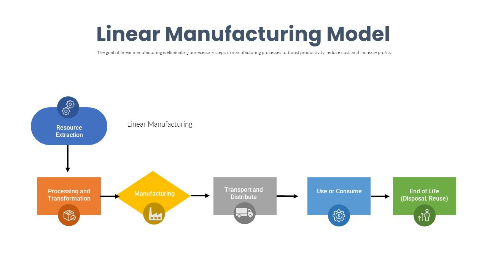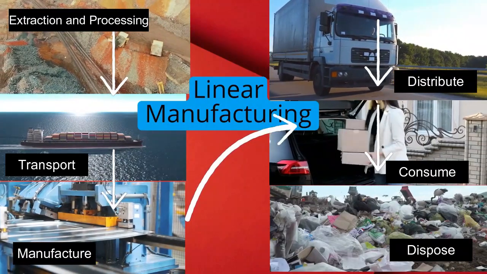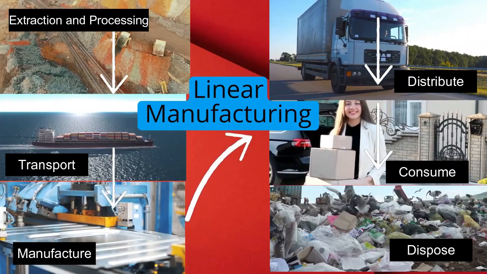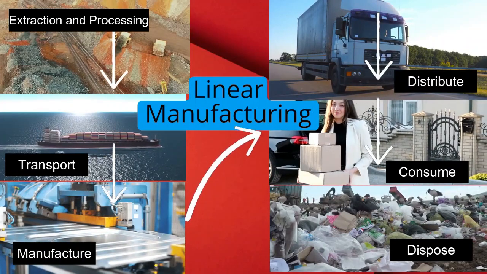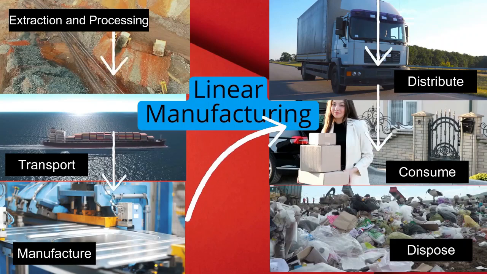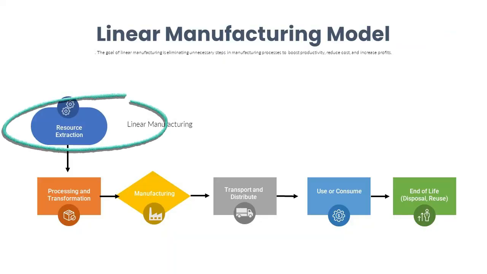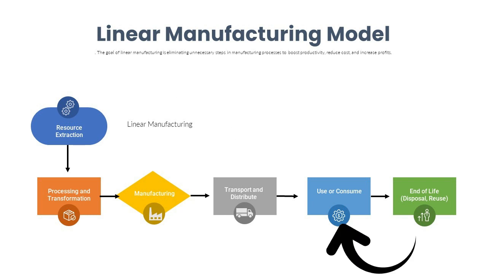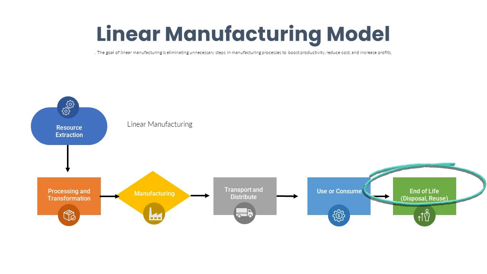Unlike the linear model, where resources are extracted, used, and disposed of, circular manufacturing also aims to eliminate unnecessary steps in the manufacturing process to boost productivity, reduce costs, and increase profitability. If you think about it, in a common linear process, we start with resource extraction. This can be the harvesting of goods, the extracting of minerals from the earth. Next, they are processed or transformed. Then they are sent to manufacturing, where value is added, then distributed, sold, and consumed until their end of life occurs, at which point they're disposed of.